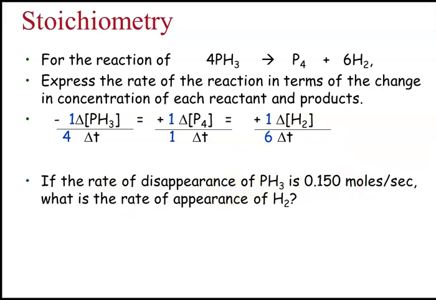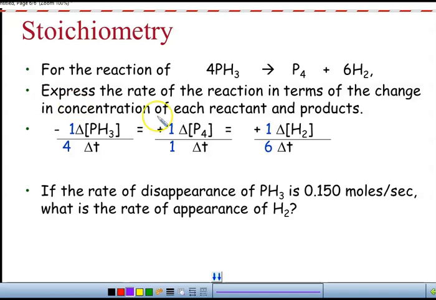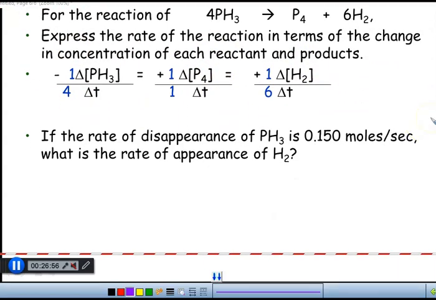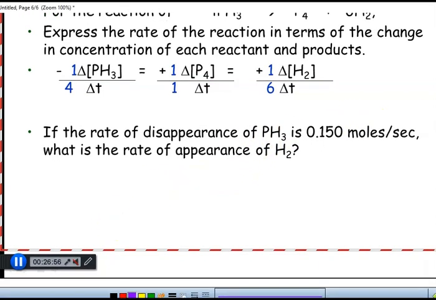So here's an example. I'm going to show you 2 ways. I'm going to show you using this method, and then I'm going to show you using just proportions, which is what I kind of like to do. So I'm going to do it both ways so you can see it. Okay, here we go. It wants us to compare PH3, so it's going at this rate. It is disappearing, so that guy's disappearing. And we're looking for the appearance rate of this guy, which is H2.